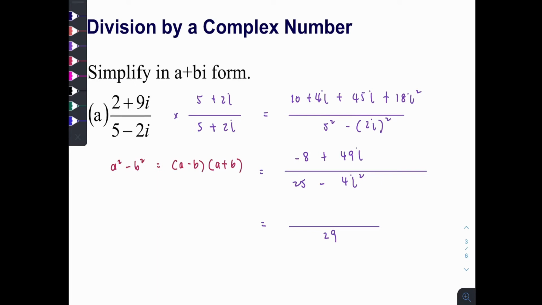So if we multiply 5 minus 2i with 5 plus 2i, the conjugate, then we'll get a real number here. So when we have changed it into a real number, the upper part is the same, then only we can split it into the a plus bi form, the real part and the imaginary part, which is negative 8 over 29, the real part, and the imaginary part is 49 over 29i. So this is how we do the division of a complex number.